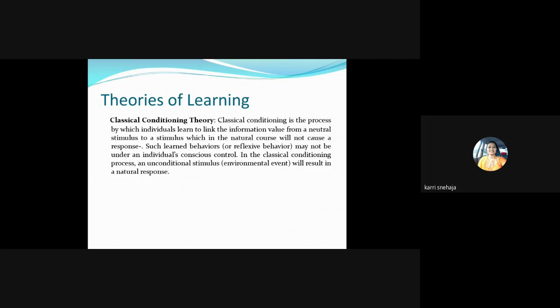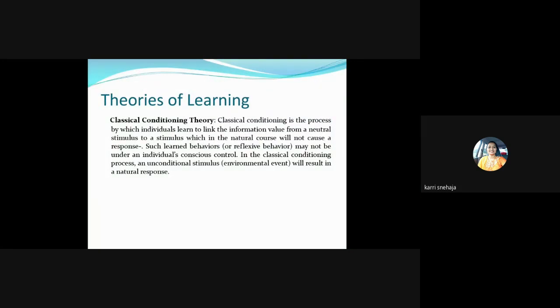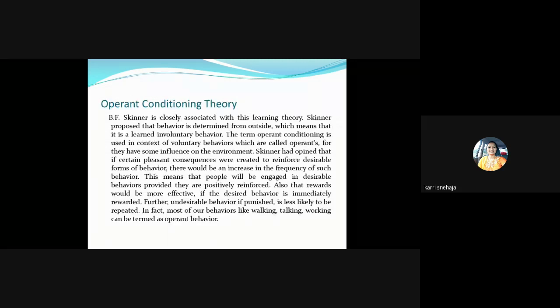Supposedly, the classical conditioning theory talks of food being served to a dog or a mouse, and whenever the bell rang, the food was served. Once or twice the food was served, and later on the food was not served, but it was a kind of unconditioned response. The animal learned that whenever the bell rings, the food will be served. Then the operant conditioning model.